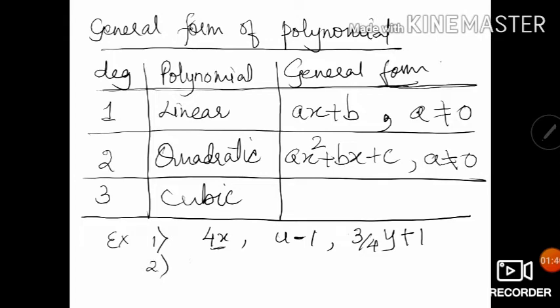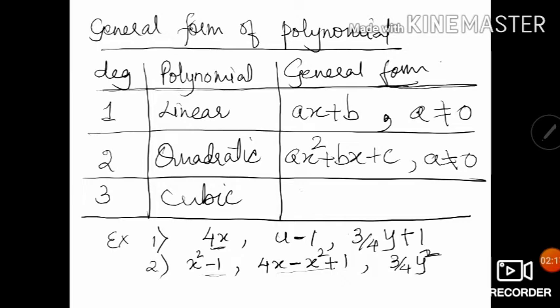Examples: x square minus 1, 4x minus x square plus 1, or 3 on 4 y square. All these expressions have highest power 2, so they are quadratic, but you can see they can be written with 2 terms, 3 terms, or 1 term. So the maximum number of terms a quadratic polynomial will have is 3.